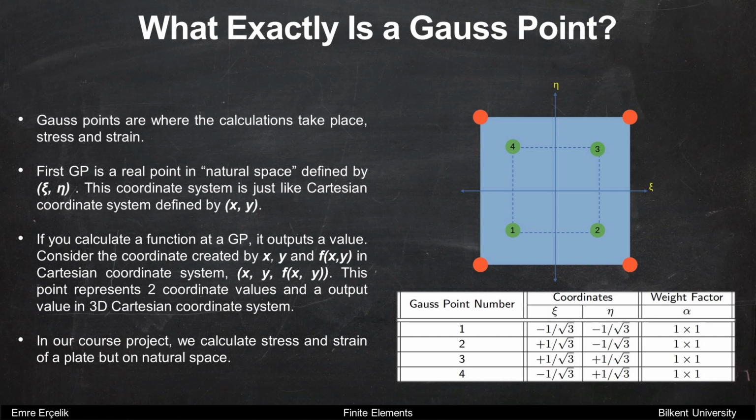If you calculate a function at a Gauss point, it outputs a value. Consider the coordinate created by x, y, and f(x,y) in the Cartesian coordinate system. This point represents 2 coordinate values and the output value in a 3-dimensional coordinate system. In our course project, we calculate the stress and strain of a plate, but on natural space.